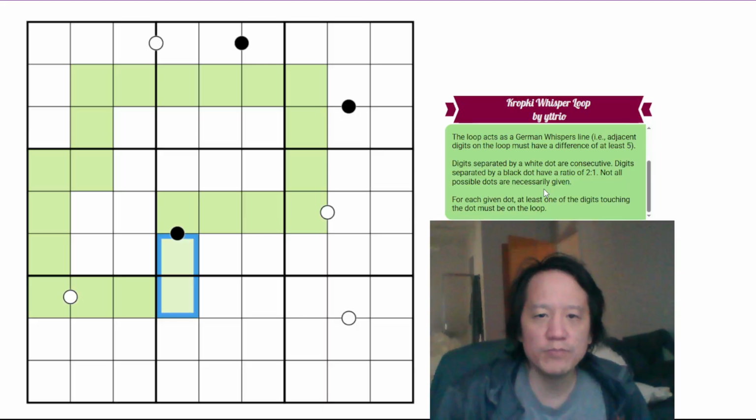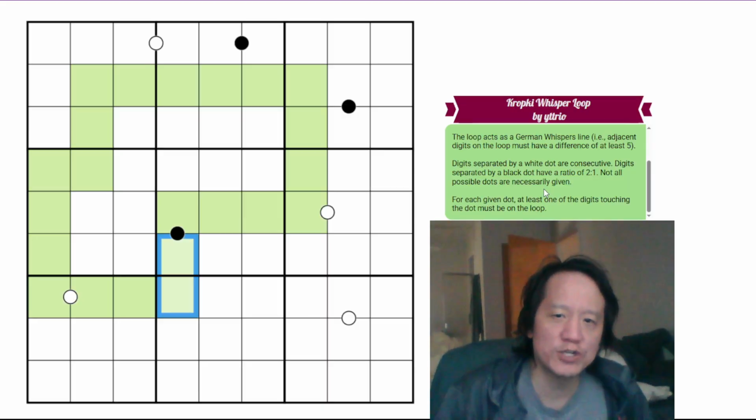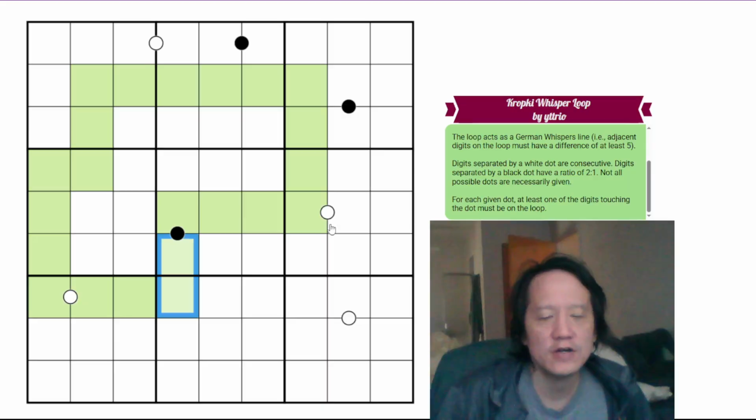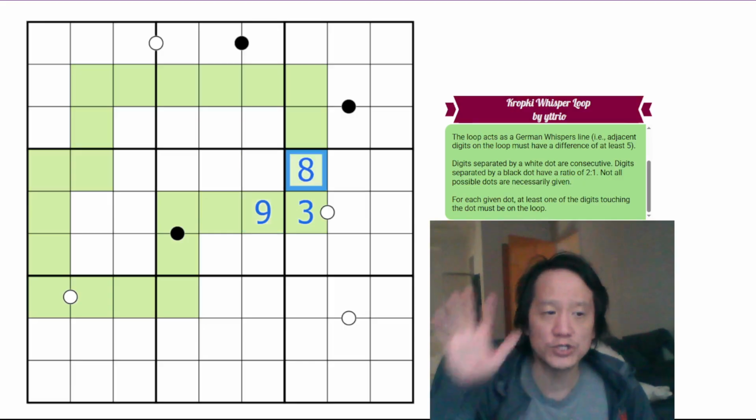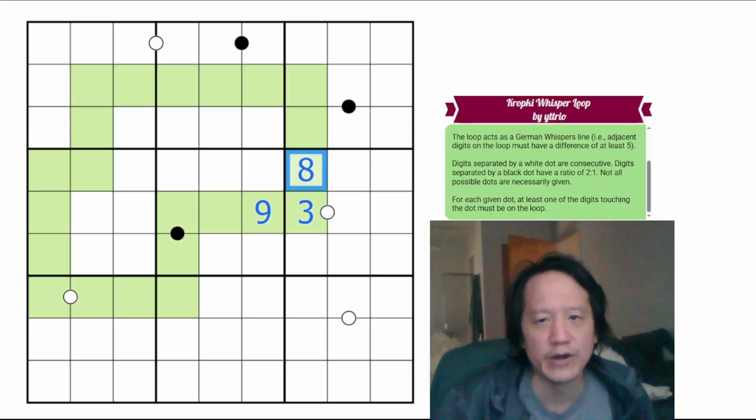The loop acts as a German whisper line. That is, adjacent digits on the loop must have a difference of at least 5. Or as I like to call them, whisper 5 lines. So for example, if this were the loop and this were 3, these digits would have to be 8 or 9, because those are the only digits which are 5 or more away from 3.